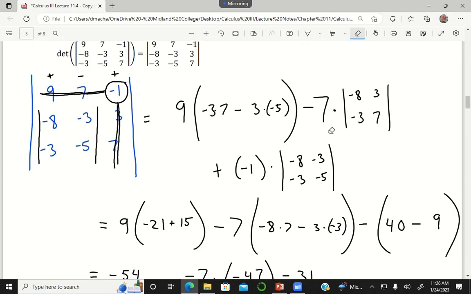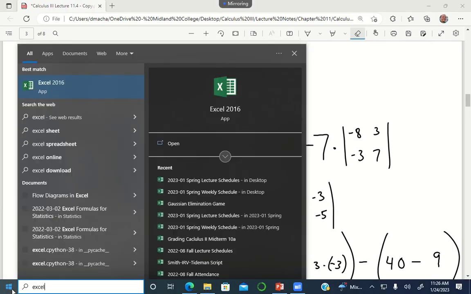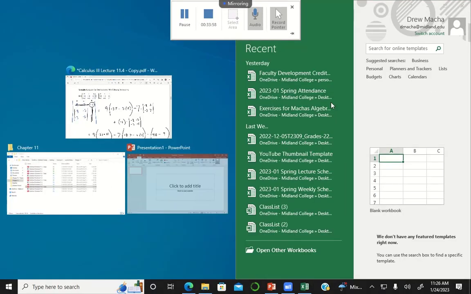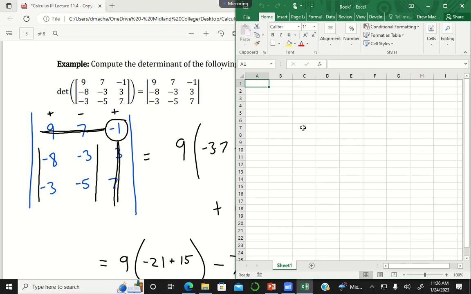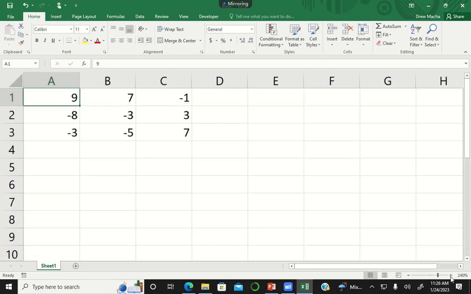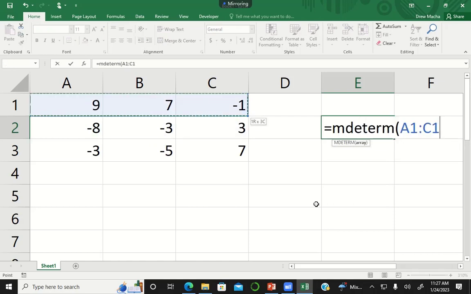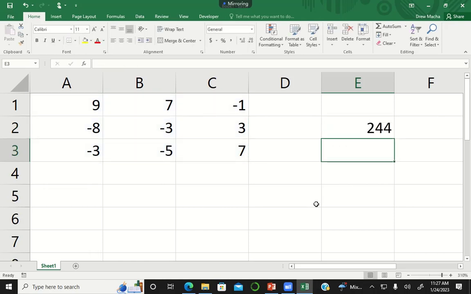Let's check our work right here. I want to make sure I did this determinant correctly. What you can do at home is open up Excel and type in your matrix, so 9, 7, -1, -8, -3, 3, -3, -5, 7. So here's my matrix. If I want to take the determinant, I type in equals MDETERM, for matrix determinant, and then you select a square array, and it tells you 244.